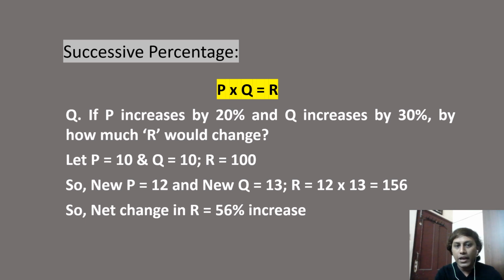Say P into Q is R and P increases by 20% and Q increases by 30%. So by how much would R change? This is the question. Obviously, if P changes, R must change. If Q changes, R must change, right? If both change, R must change. So to solve it, let's take some value. Let's take P is 10 and Q is 10. So R becomes 10 into 10, 100, right?